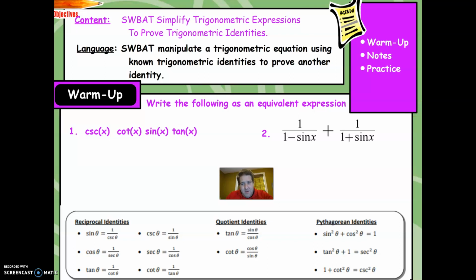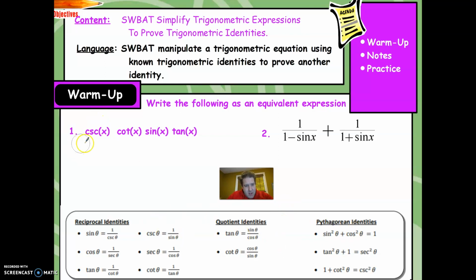So we're going to do some verification. If you've watched the last couple of videos on simplifying identities, this should actually be a little bit easier because all you're really doing is using what we learned in the last two videos in order to do this. All right, so we're going to start with a warm-up, which just practices using our identities.